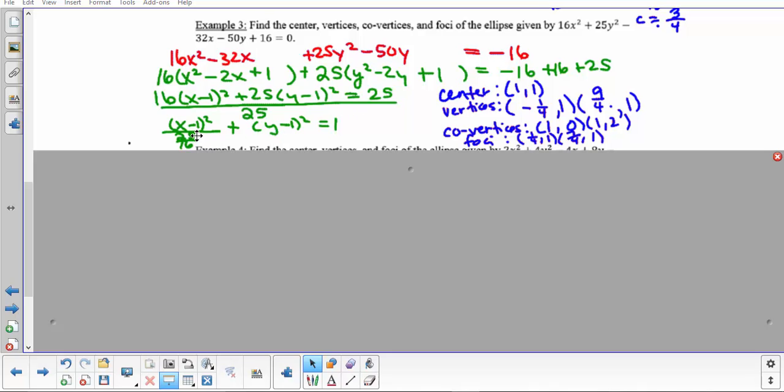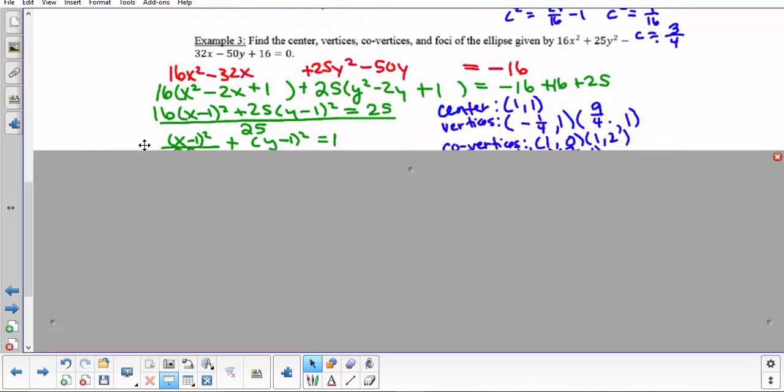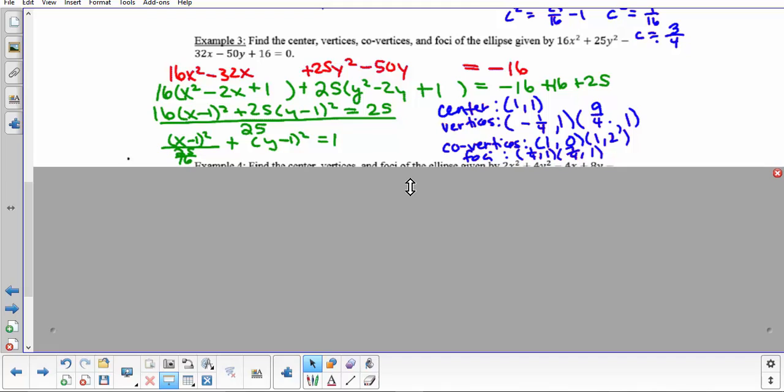Now, looking at my equation, I see that the center is 1, 1 because I have x minus 1 and y minus 1, so that gives me my center. Now, to find the vertices, we have to do a little bit of math, and it's also a little bit easier if I can sketch a picture to help me out. So, in order to figure this out, what I want to do is I want to take this a value because 25/16 is bigger than 1.